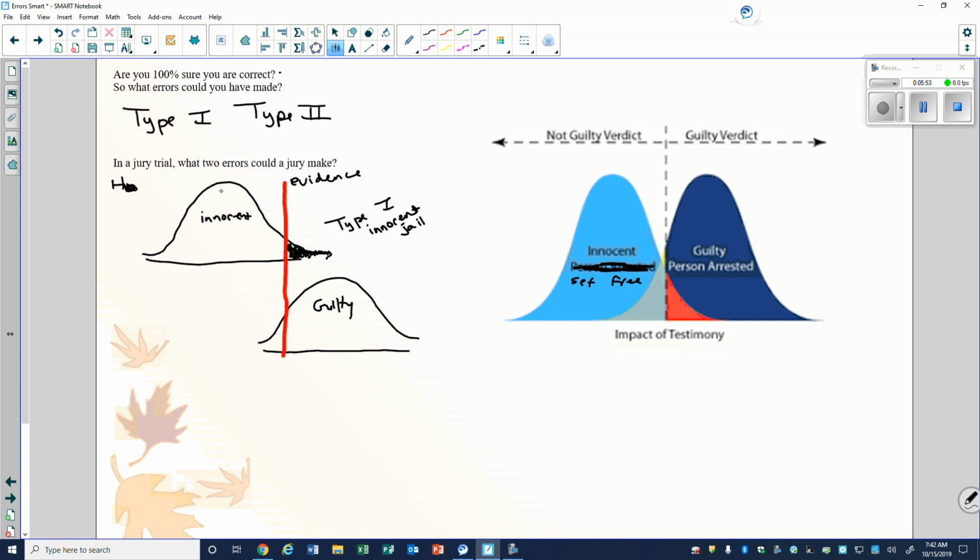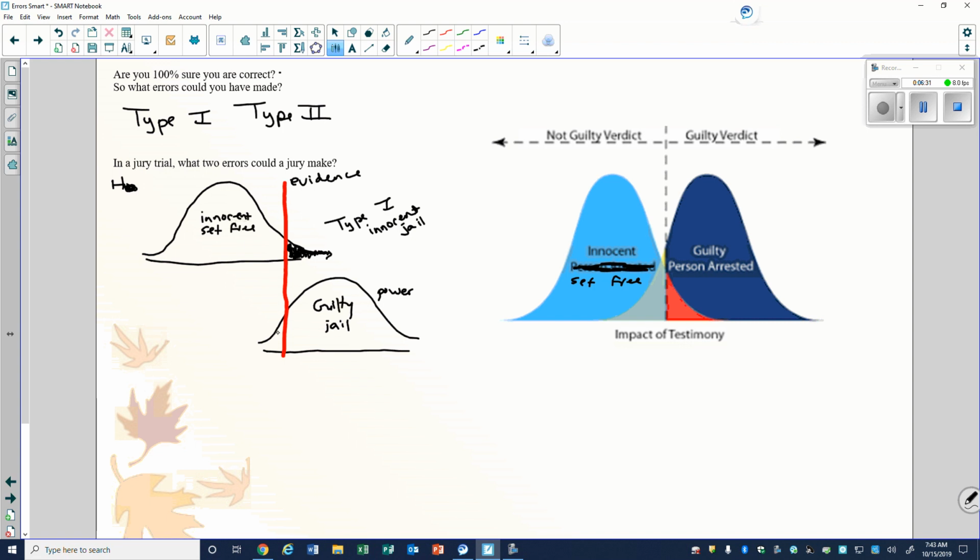If I don't get enough evidence, then I'm going to say they are not guilty and I'm going to set them free. Now, on the flip side of that, we have what we're trying to prove, the alternative hypothesis, and we have a guilty person here. If I have enough evidence to say that they're guilty and they are actually a guilty person and we send them to jail, then that is not an error. That is what we want to do. That's actually called power for your test.